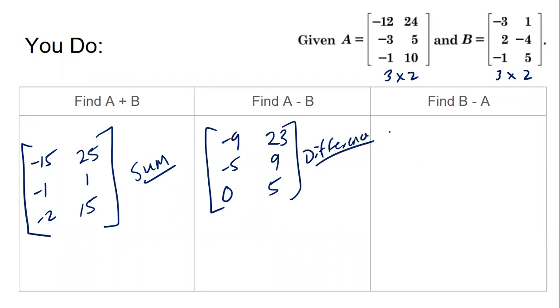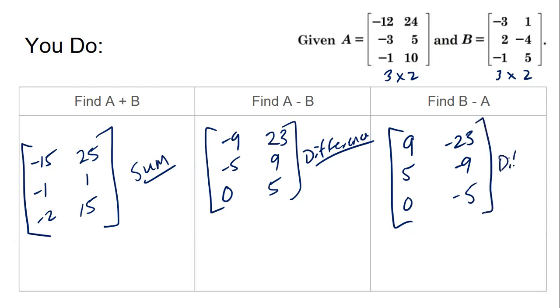Okay. If you have A minus B, how do you know what B minus A is? The signs are what changes. So instead of -9, you have +9. Instead of +23, you have -23. Instead of -5, you have +5. Instead of +9, you have -9. 0 has no change, and 5 becomes -5. And that should be your difference.